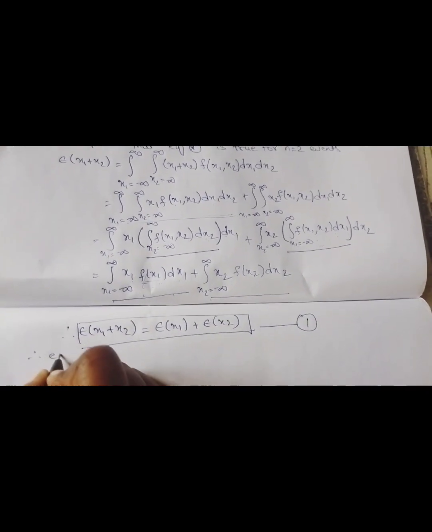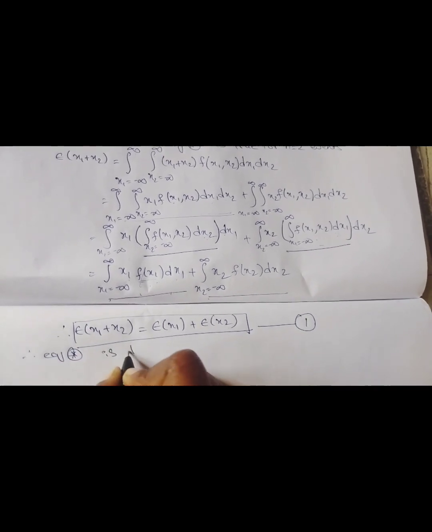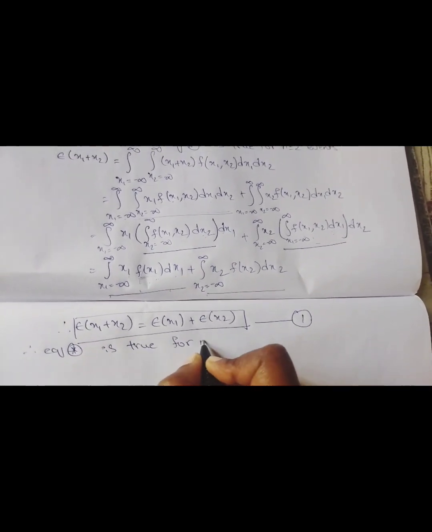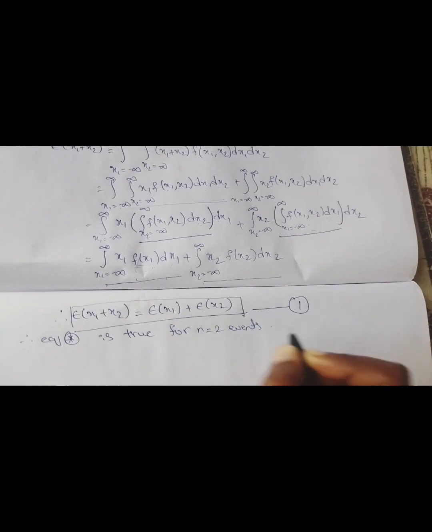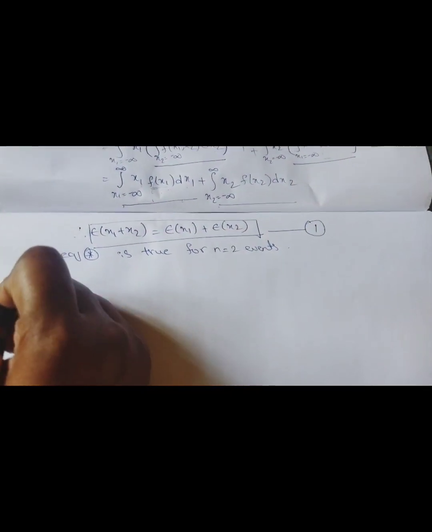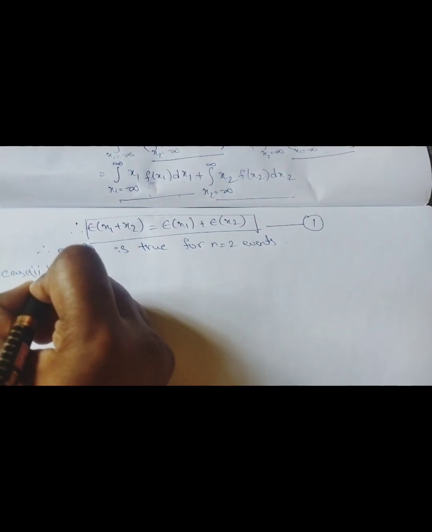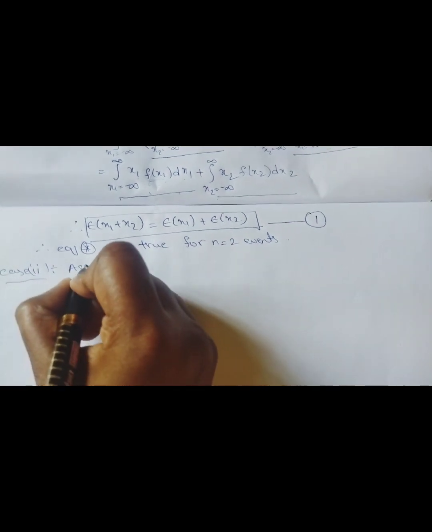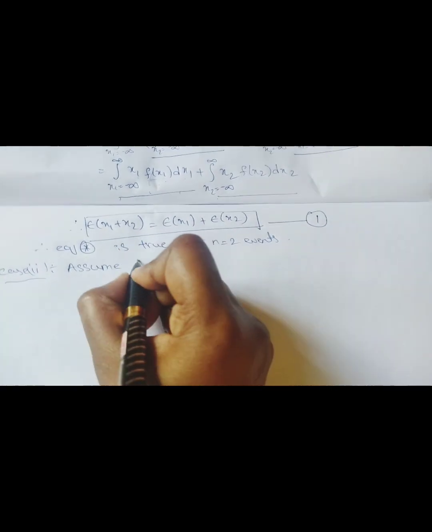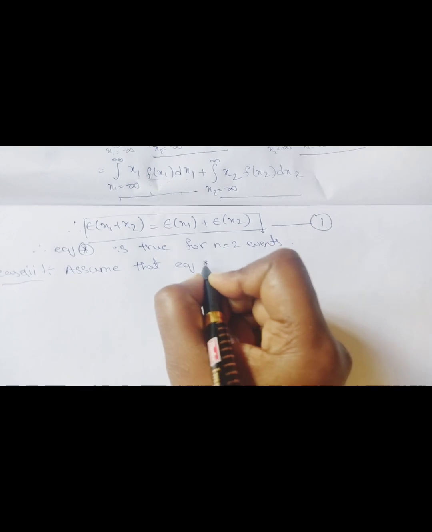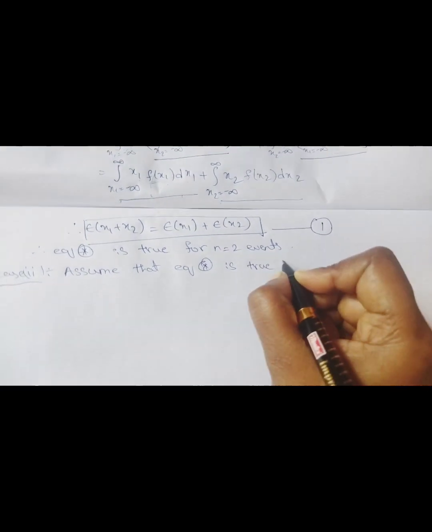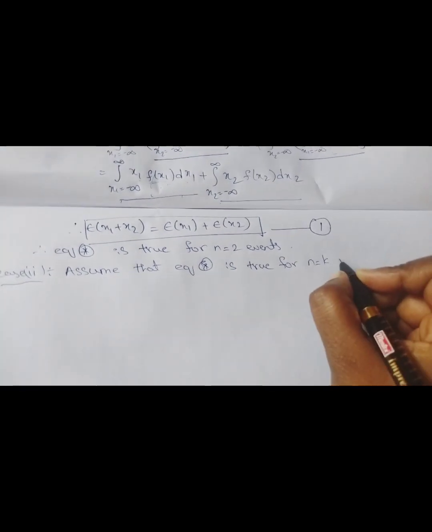Let us assume this as equation 1. Therefore, equation star is true for n equal to 2 events. Next, case 2. Assume that the theorem is true for n equal to k events, which is what we are going to prove. Assume that equation star is true for n equal to k events. We are just assuming, that's it.